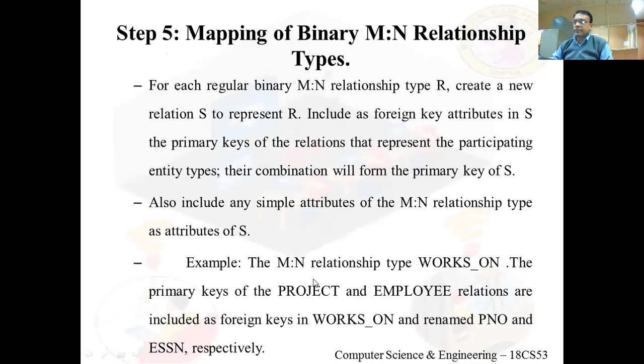So that's our fifth step. Include simple attributes of the M:N relationship type as attributes of S. The example for this fifth step is WORKS_ON. The primary keys of the project and employee relations are included as foreign keys in WORKS_ON and renamed to project number and ESSN.